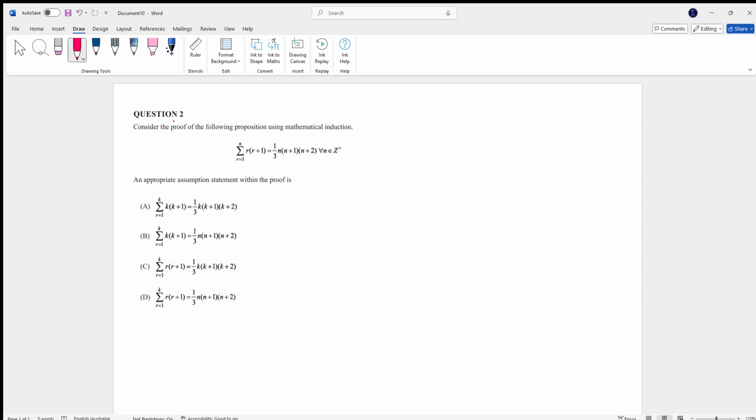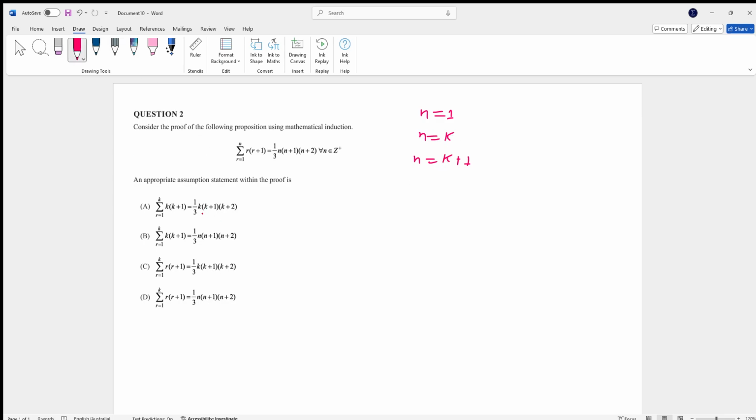So question 2. Consider the proof of the following proposition using mathematical induction. An appropriate assumption statement within the proof is, and then we're given a couple options here. So with induction, we are proving for n equals 1, n is equal to k, and n is equal to k plus 1, given your initial starting thing, what n is, etc. Now, in this case here, we have a formula representing a sum to the nth term. So when they said the appropriate statement within the proof is, this could have been any one of these statements here, but we've got to see if they've done it correctly here.